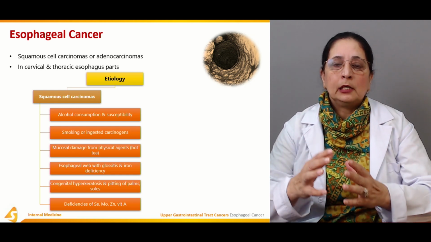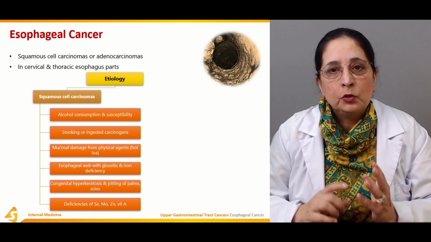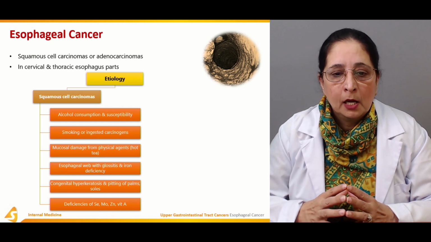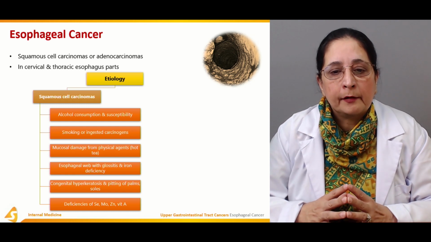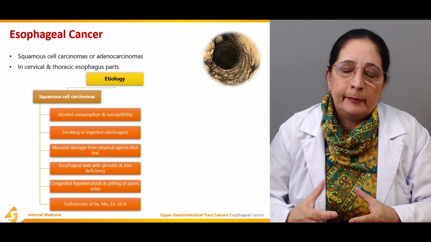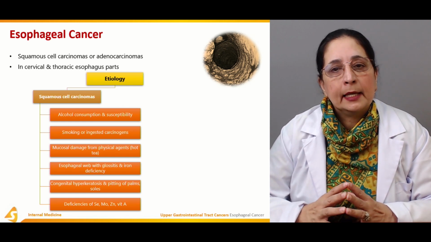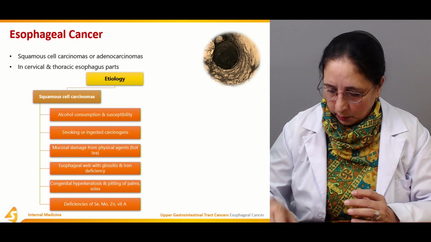So squamous cell carcinoma of the esophagus is due to alcohol consumption, some dietary deficiencies, congenital hyperkeratosis, and physical damage to the esophagus due to hot tea. All these can cause squamous cell carcinoma of the esophagus.